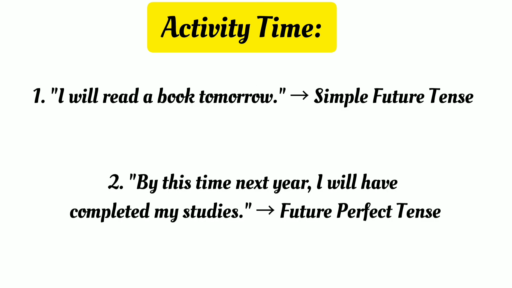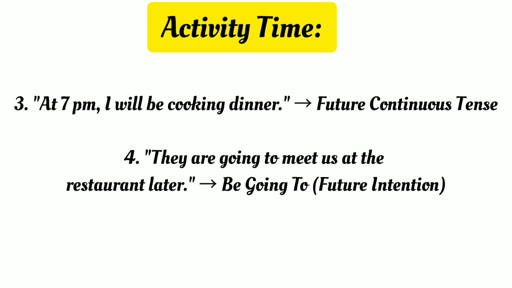Answers to the activity. 1. I will read a book tomorrow: simple future tense. 2. By this time next year, I will have completed my studies: future perfect tense. 3. At p.m., I will be cooking dinner: future continuous tense. 4. They are going to meet us at the restaurant later: be going to, future intention.